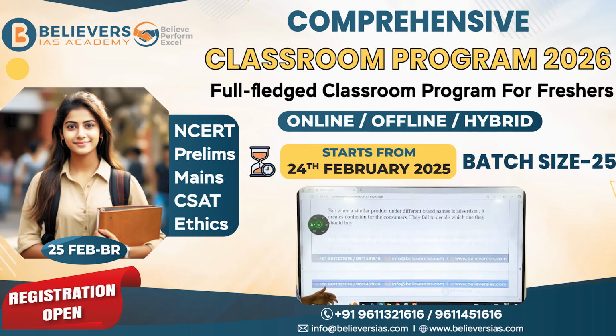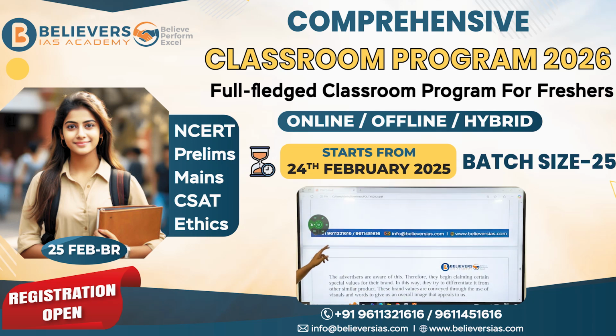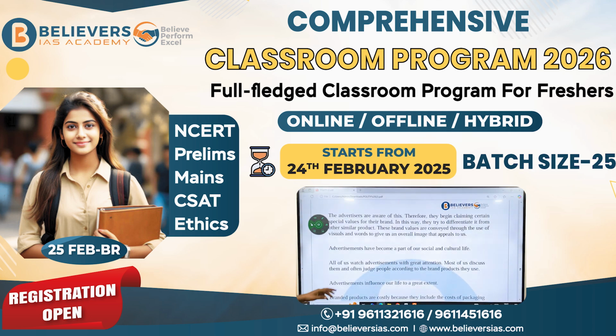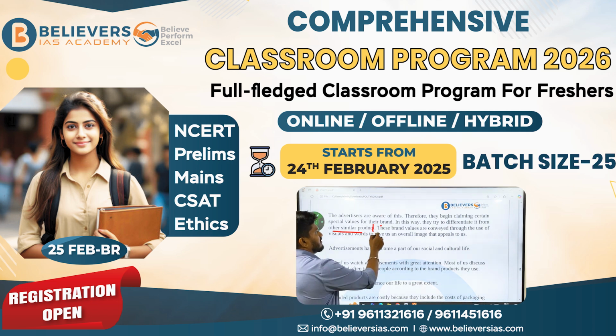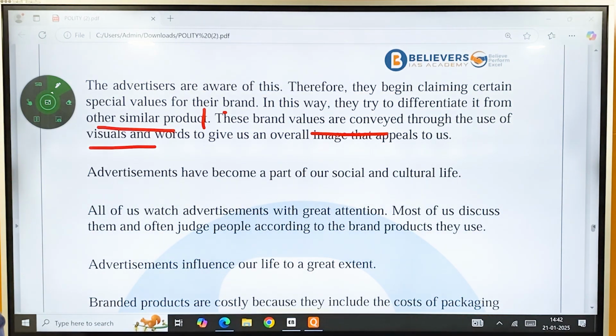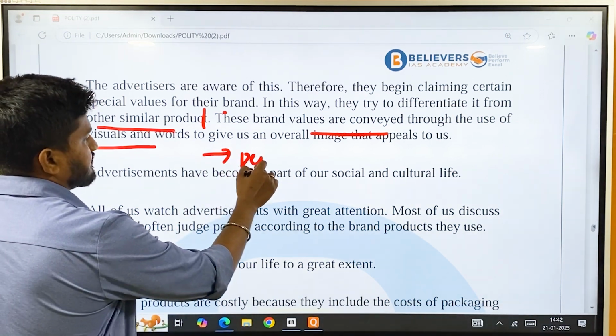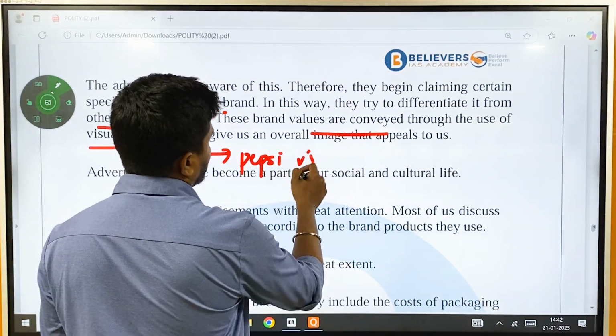They tend to buy the product they are more convinced by. The advertisers are aware of this. Therefore, they begin claiming certain special values for their brand. In this way, they try to differentiate it from other similar products. These brand values are conveyed through the use of visuals and words to give us an overall image that appeals to us. For example, the famous rivalry between Pepsi versus Coca-Cola.